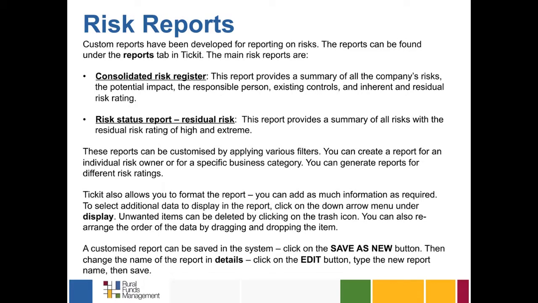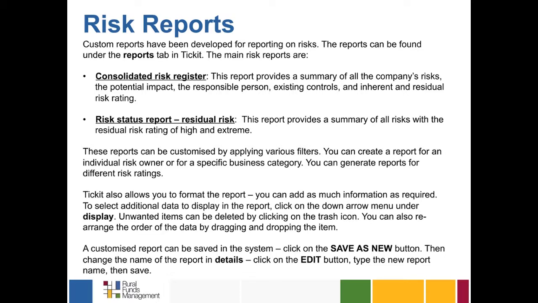Custom reports have been developed for reporting on risks. The reports can be found under the Reports tab in Tickit. The main risk reports are: Consolidated Risk Register. This report provides a summary of all the company's risks, the potential impact, the responsible person, existing controls, and inherent and residual risk rating. Risk Status Report Residual Risk. This report provides a summary of all risks with the residual risk rating of high and extreme.